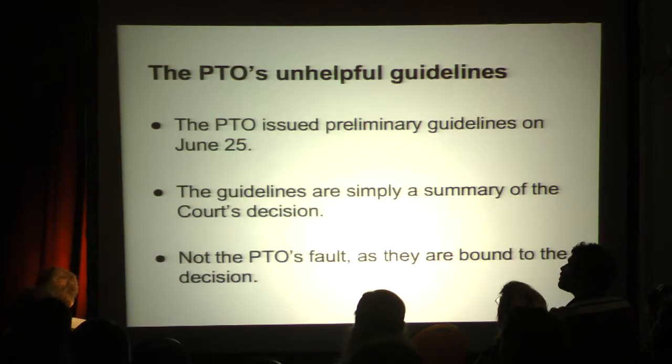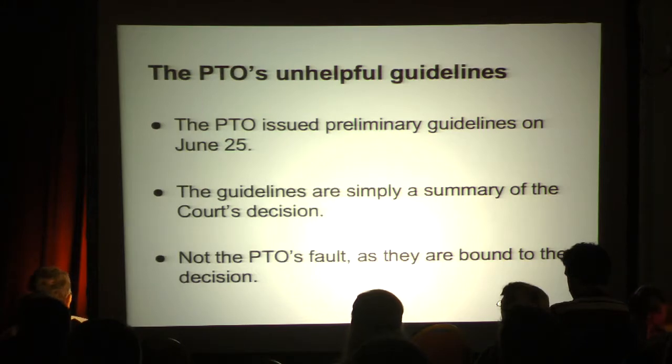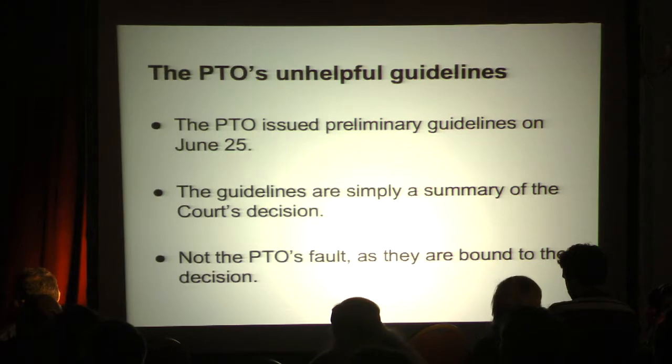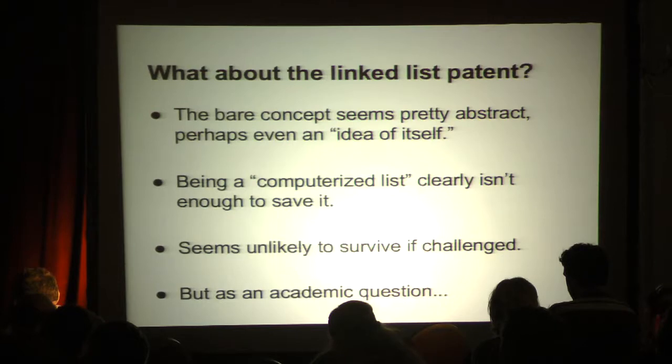I think the Patent Office is currently struggling to figure out what's going on. They released guidelines on June 25th. If you're especially curious, I've got a website up, and it's got a link to their guidelines. The guidelines basically just repeated the decision in Alice, and that's fine, right? It's not their fault, because legally that's what they are bound to. They don't really get to make their own law. So they have to wait for somebody else to figure out what the answer is.